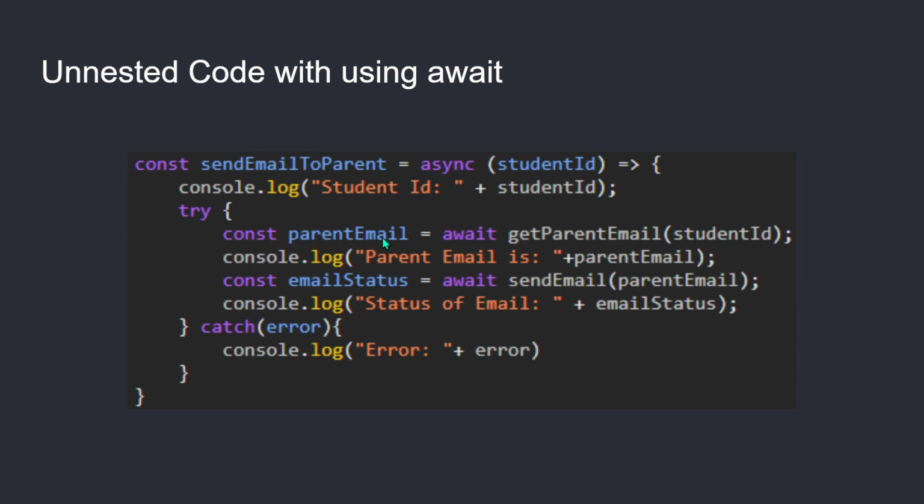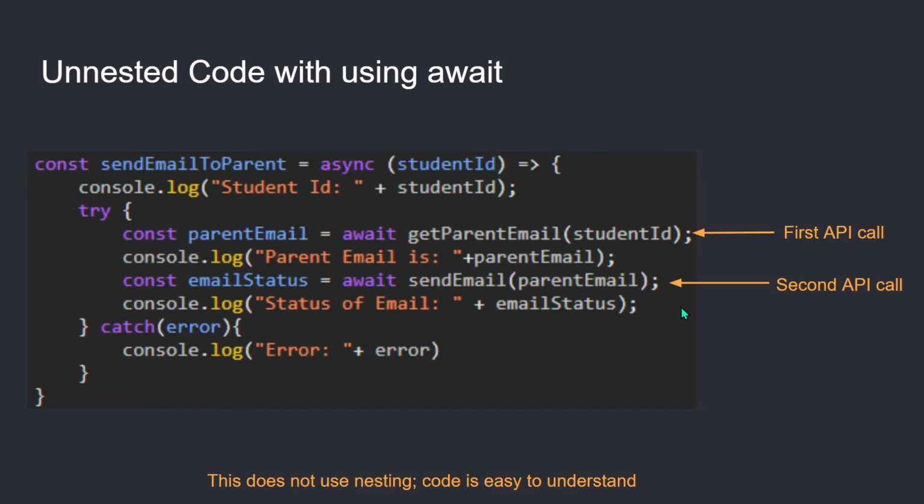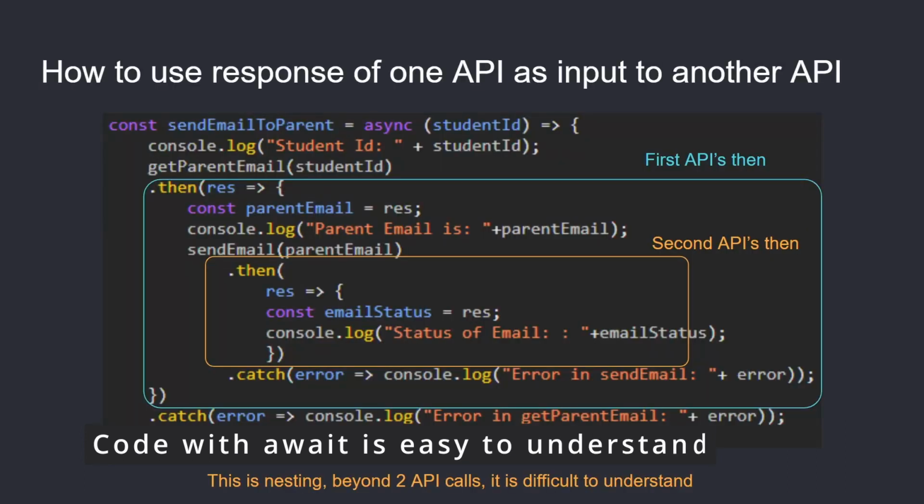Once we get the parent email as a success response, we display it on the console. Then we pass that as an input to the second API call called send email. We get an email status and we display it on the console. So in this situation, we are making the first API call, then the second API call. Here we are not using any nesting. Nesting is not required in this situation. And you can see that this code is easy to understand as compared to the code where we have nesting.